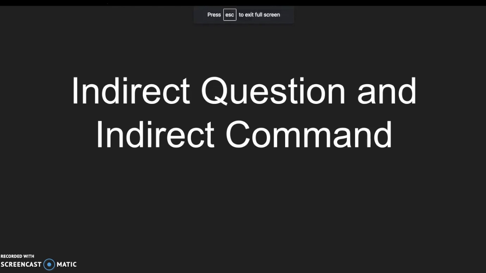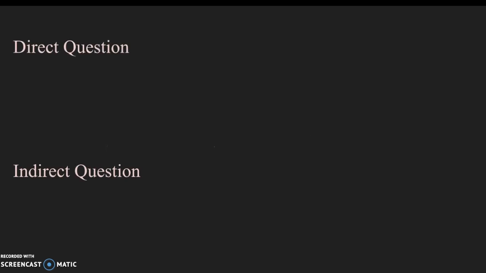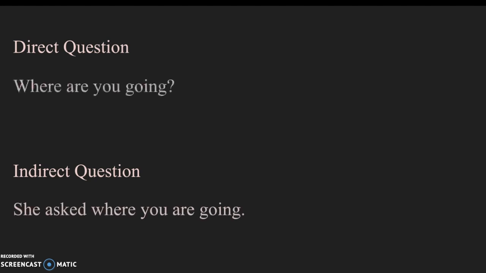Hello, today we're going to talk about indirect question and indirect command. First, indirect question. We need to know the difference between direct and an indirect question. A direct question is quote-unquote a normal question, while an indirect question is a question being asked without directly asking the question. For example, where are you going versus she asked where you're going.